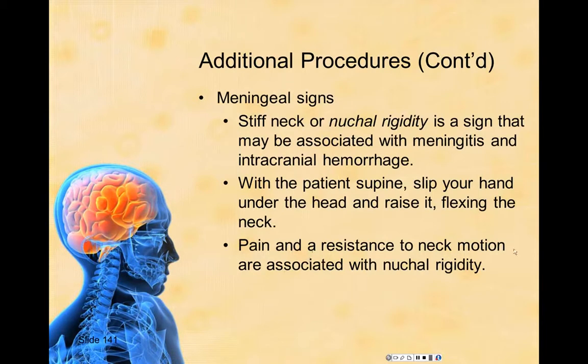Other things to remember in the neurological exam, you will want to check for nuchal rigidity, a sign that may be associated with meningitis and intracranial hemorrhage. You're going to slip your hand under their head and raise it while flexing the neck. Pain and resistance to neck motion are associated with nuchal rigidity. And oftentimes the patient will even try to bring up their knees to alleviate that stretching of the neck and meninges.